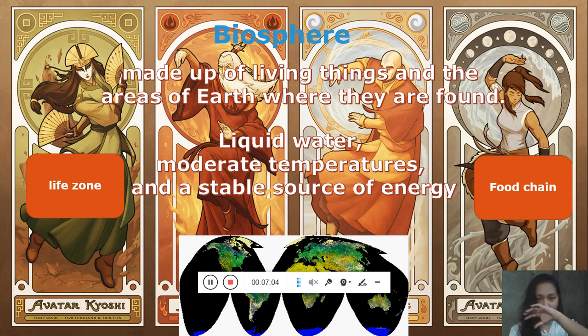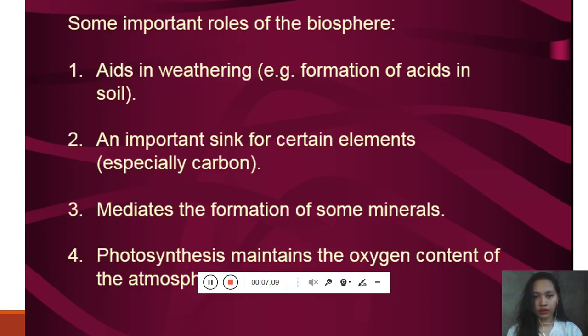Here in the biosphere, there are some important roles. It aids in weathering, for example, the formation of acids in the soil, and it is also an important sink for certain elements, especially carbon, and mediates the formation of some minerals. And lastly, photosynthesis maintains the oxygen content of the atmosphere.